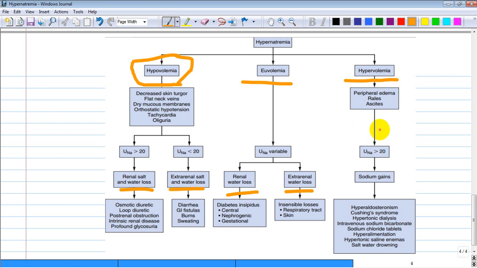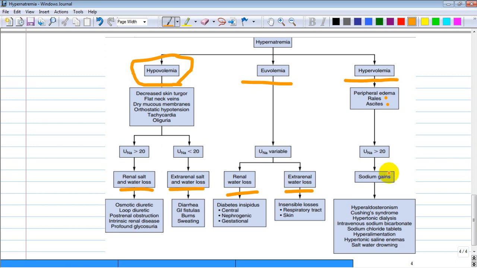Hypervolemic hypernatremia will show signs of extracellular fluid volume expansion like jugular venous distension, peripheral edema, and pulmonary congestion, as you see here, edema and ascites. The differential diagnosis includes a history of hypertonic fluid administration, oral intake of salt tablets, or a diet high in salt, and endocrine abnormalities like an aldosterone-secreting tumor as well.